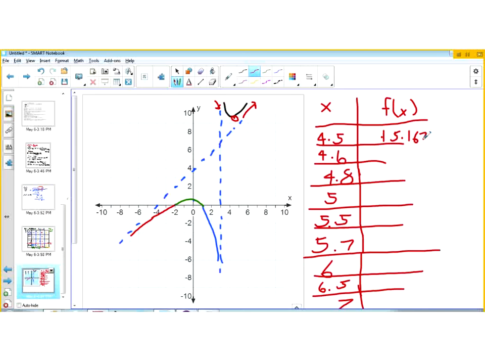Now let's try 4.6. So 4.6 squared plus 4.6 minus 2, and that divided by 1.6. So this would be 14.85. You see we're decreasing. As x increases, f of x is decreasing, which is consistent with our arrows, right? Now 4.8. So 4.8 squared plus 4.8 minus 2, and that divided by 1.8. So it would be 14.36.